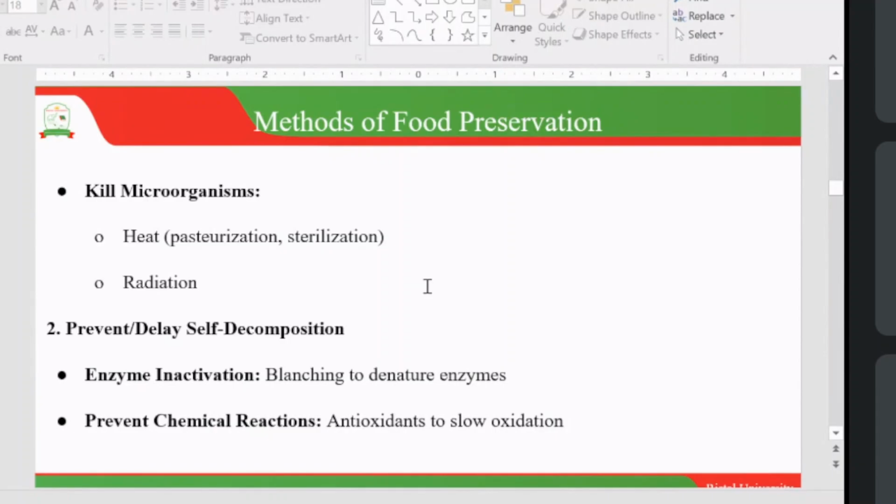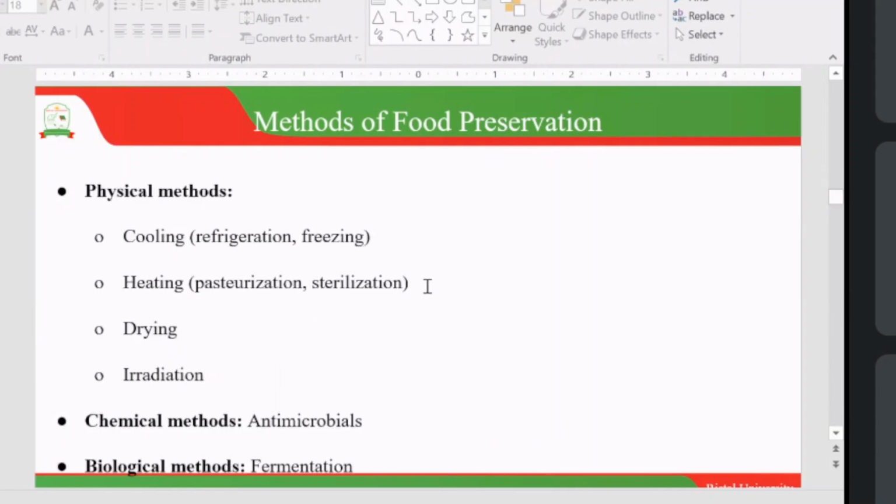in an avenue to prevent and also delay self decomposition, we are looking at using these antioxidants to slow down oxidation of foods. But also the physical methods, we are looking at the refrigeration, pasteurization, the drying, the irradiation, antimicrobials, but also for the biological methods, we are looking at fermentation. Fermentation gives off alcohol. Alcohol is also one that we use for sterilization.